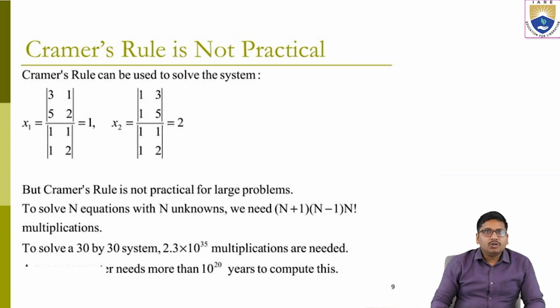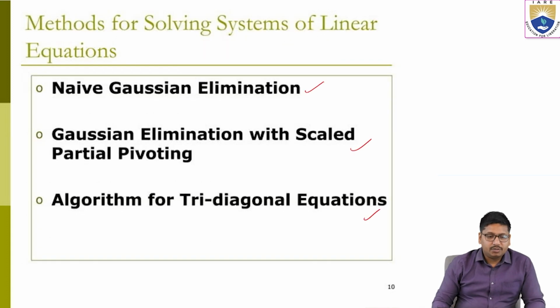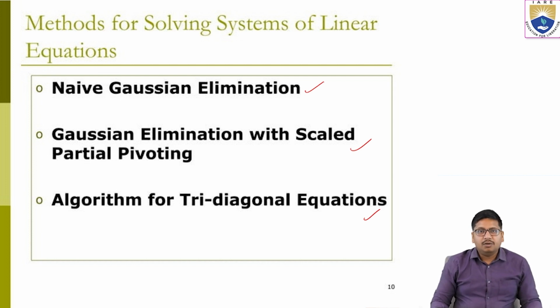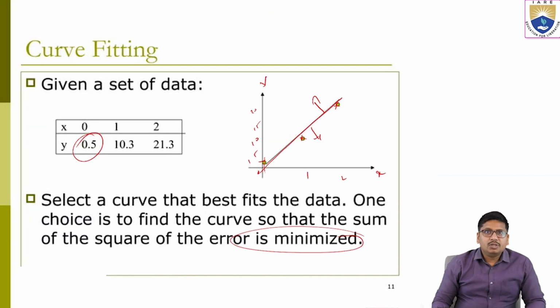And next we are going to see about Cramer's rule. Cramer's rule can be used for the following type of system, but it will not be practically implemented for larger problems. And for non-linear equations, which are also complicated, we are going to have Gaussian elimination, Gaussian elimination with scaled partial pivoting, and an algorithm for tridiagonal systems. And next we're going to talk about curve fitting.